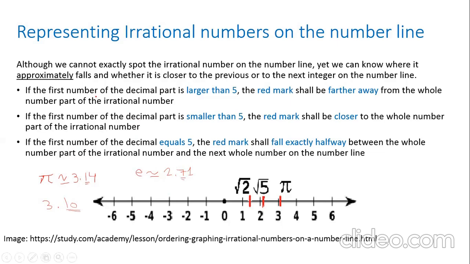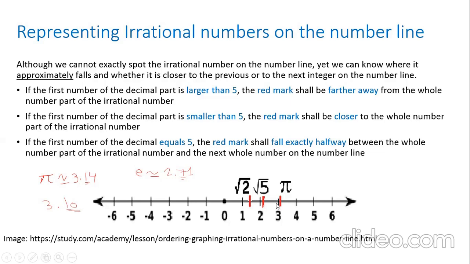If the first number of the decimal part is larger than 5, the red mark shall be farther away from the whole number part of the irrational number. So the whole number part of the irrational number is 2. And since we have 7 here larger than 5, then the red mark related to Euler's number shall be closer to 3 than it is to 2. So it shall fall somewhere in the upper half.